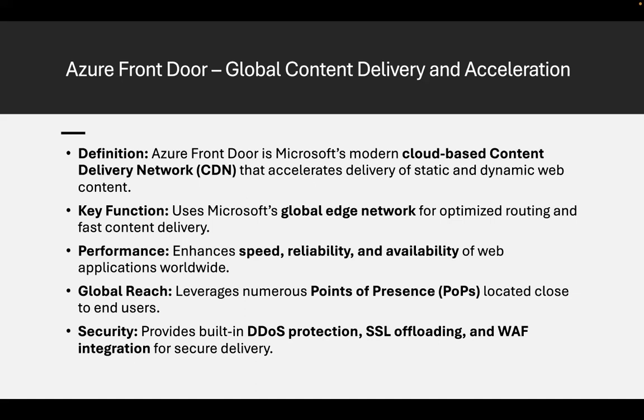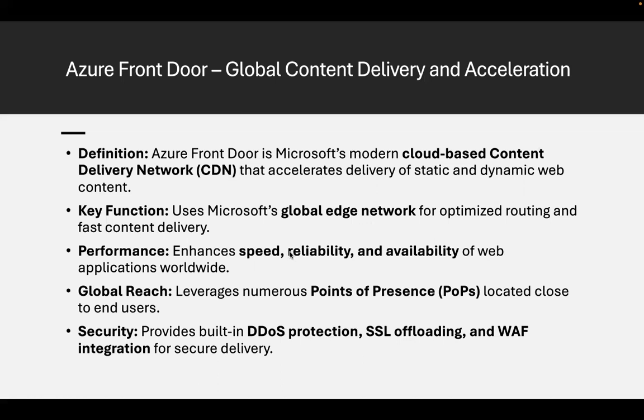I was talking about CDN yesterday, right? Yes. CDN, Content Delivery Network, accelerates delivery of static and dynamic web content. Accelerates means it will be faster for users to access this kind of data if Front Door is implemented. The key function is that Microsoft global edge networks are used here for optimizing routing and fast content delivery. I'll be showing you what these global edge networks are.